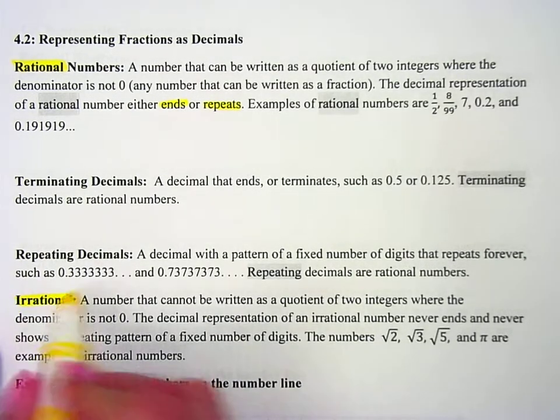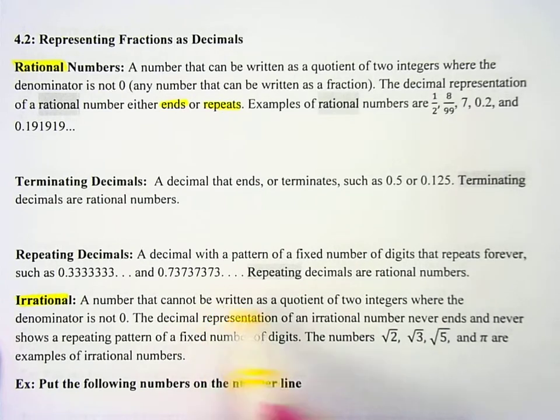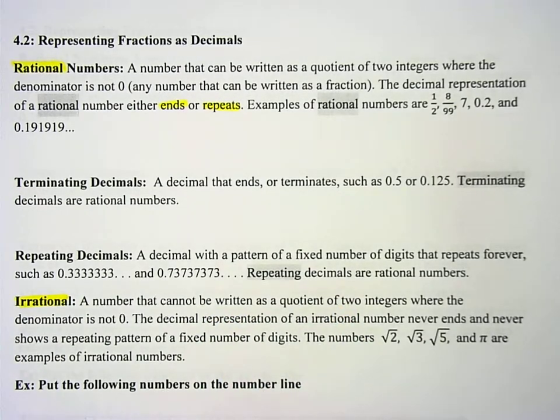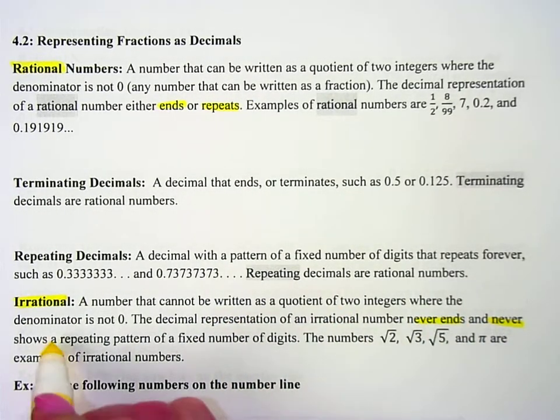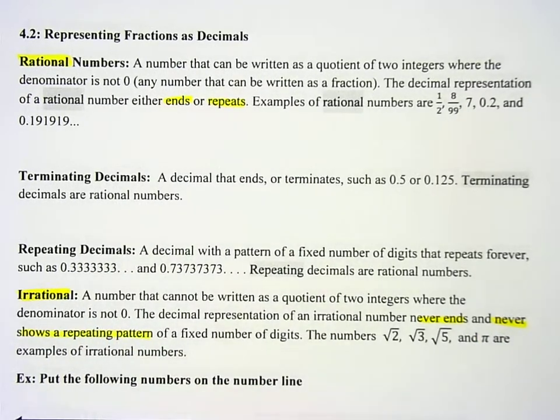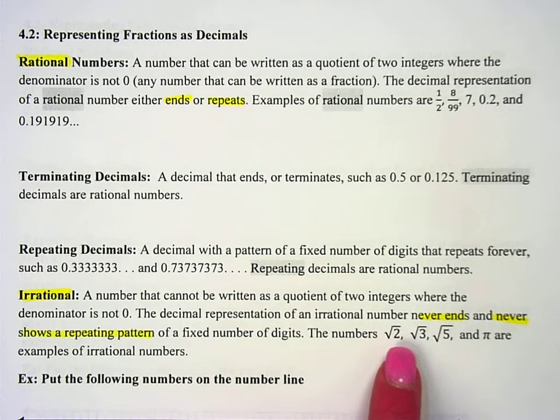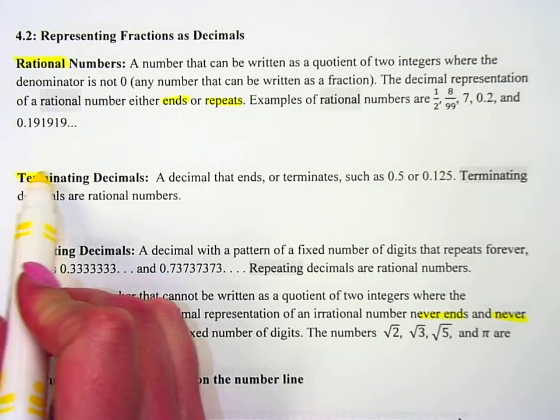Irrational then is a number that cannot be written as the quotient of 2 integers. Okay, so it never ends and it never shows a repeating pattern. So irrational are all these things we've been approximating. So about 1 point something times 1 point something would get me close to 2, but I can't take a whole number times a whole number, so this decimal is never going to stop, never going to repeat. That's irrational.